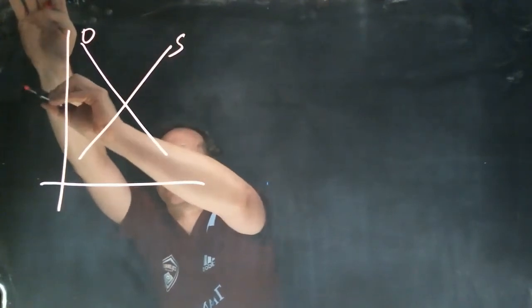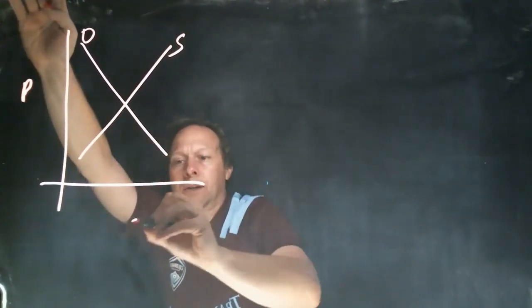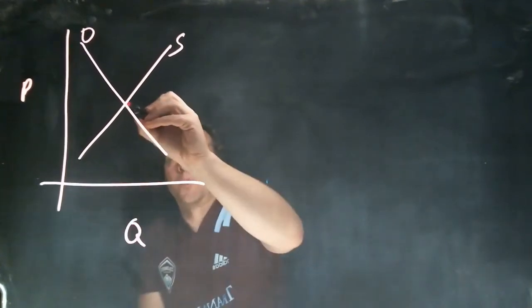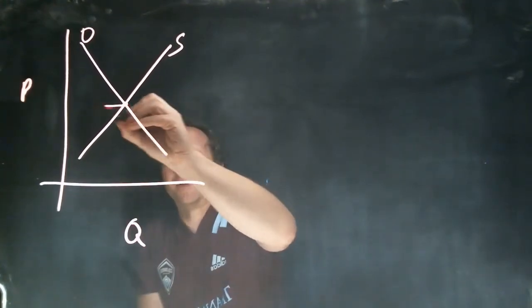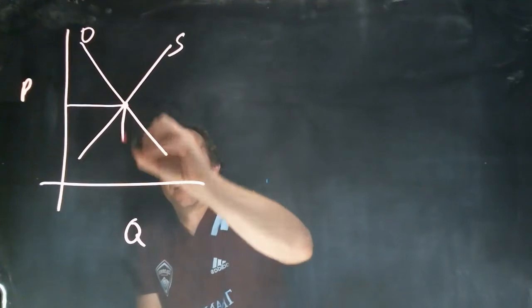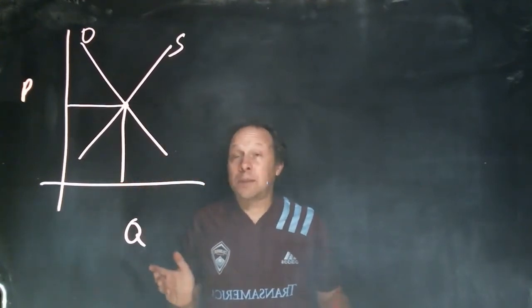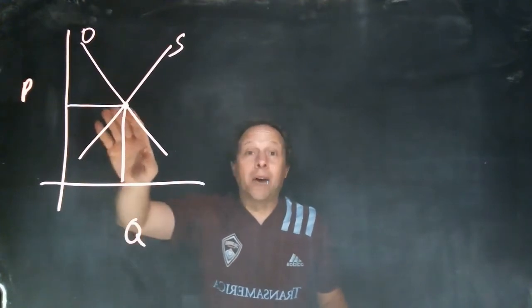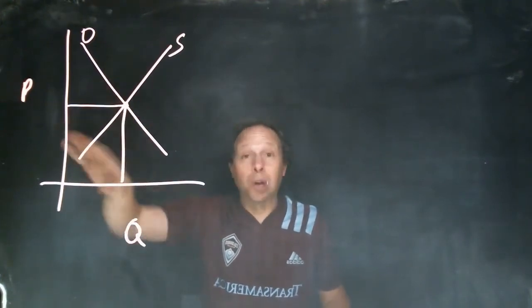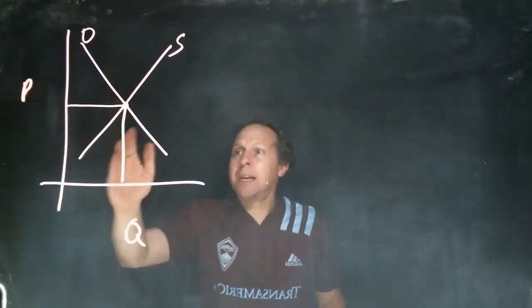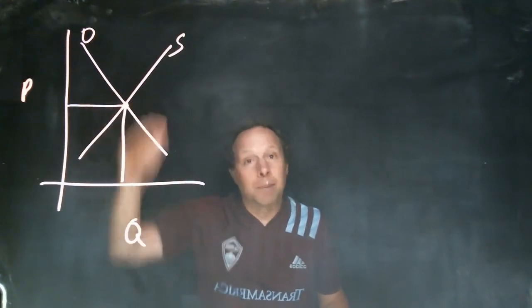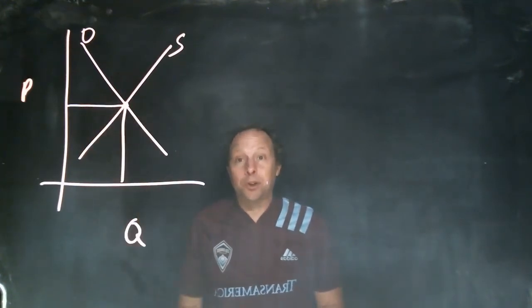Here's price, and here's quantity. Equilibrium, of course, happens where the supply and the demand equal one another. And so what we have looks like this. And of course, if we just let this market work, we know that the area above the price and below demand is our consumer surplus, and the area above supply but below price is our producer surplus.